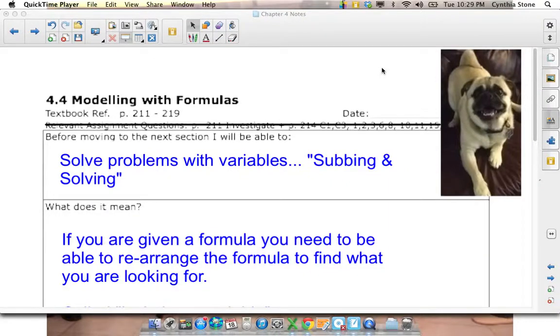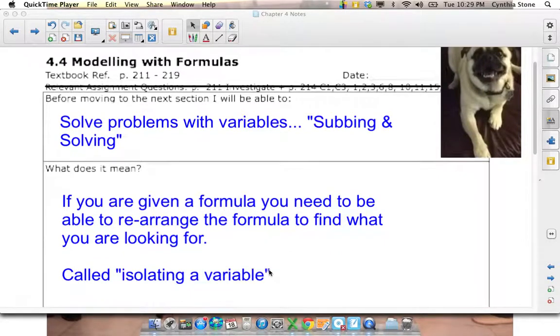On section 4.4 of the grade 9 academic course called Modeling with Formulas. Really what I want you to be able to do before you move on is to solve problems that have variables in them, variables that have meaning in this case. I call it subbing and solving. What I'm asking you to do is to not just sub in numbers and solve, but to also rearrange equations if you need to, or formulas or equations, using those two words.